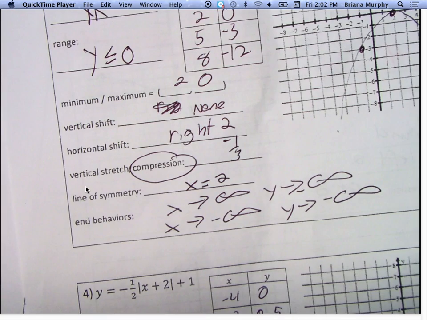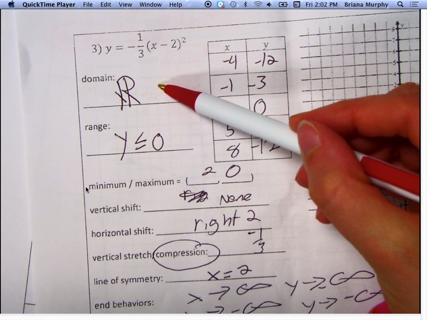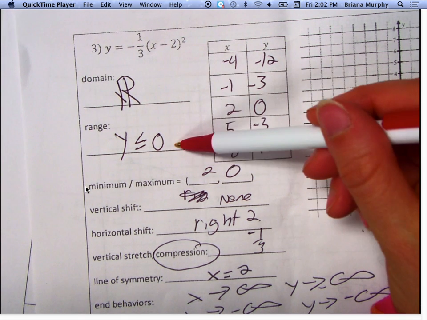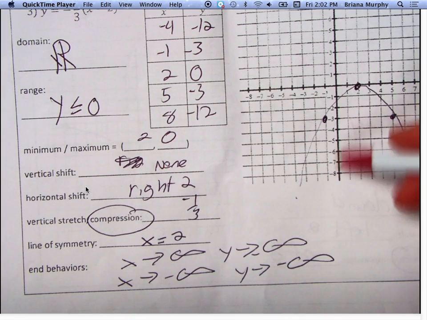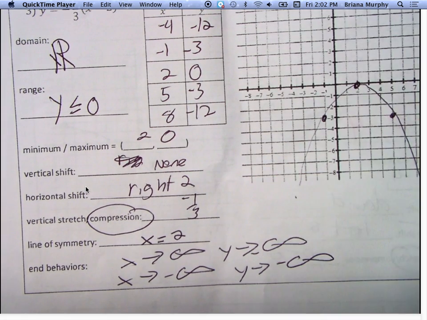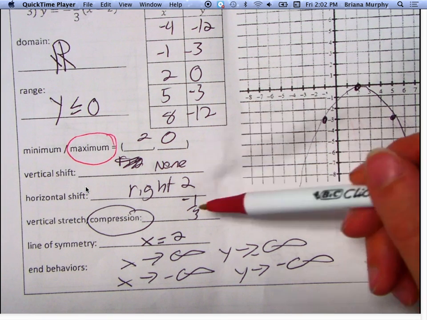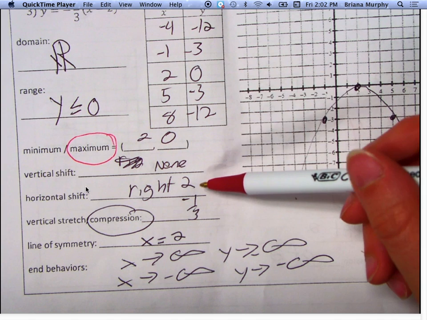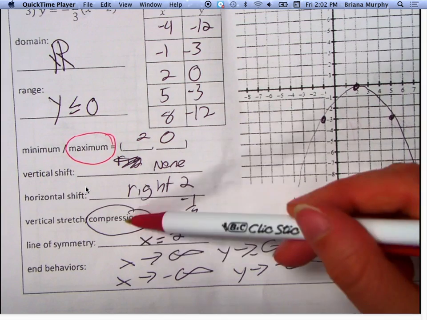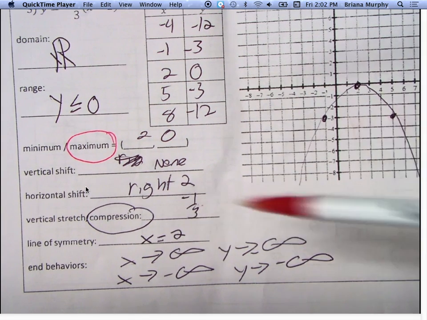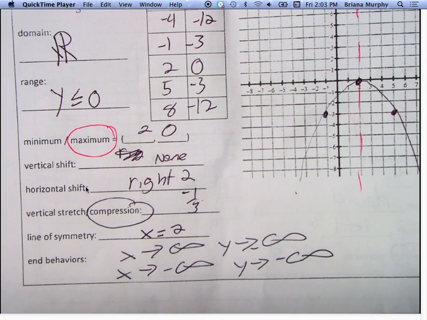Okay. Number 3. My domain is all real. The range is y is less than or equal to 0 because it's below the line. My maximum is 2, 0. It has no vertical shift. The horizontal shift is right 2. The vertical stretch or compression is a compression, negative 3. The line of symmetry is x equals 2. That's where I could draw a line and it would cut my graph in half.